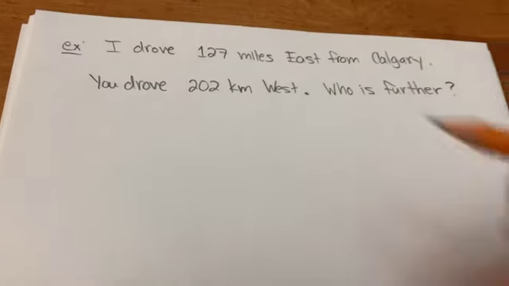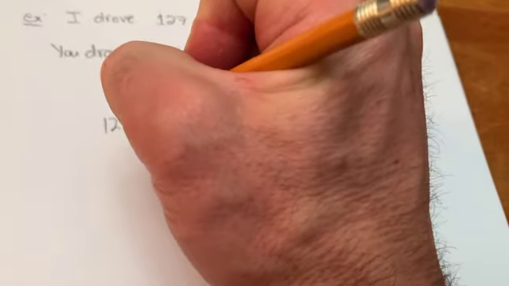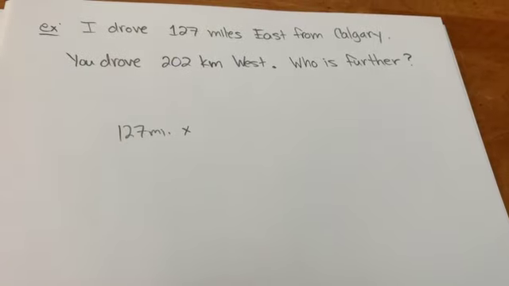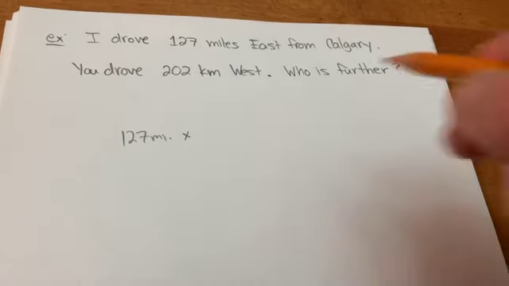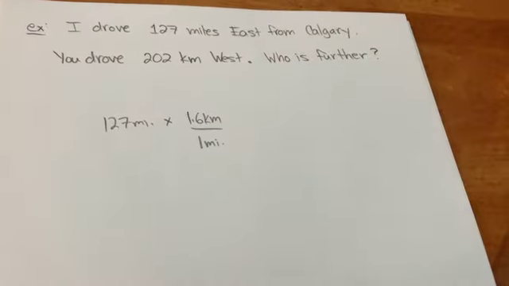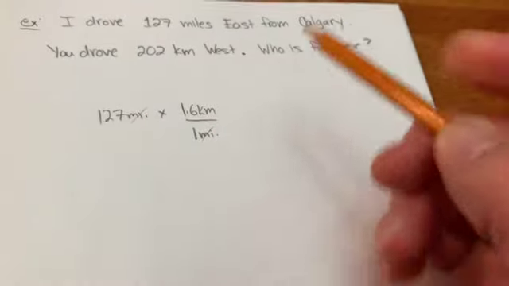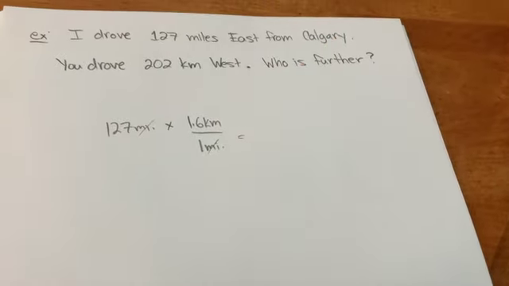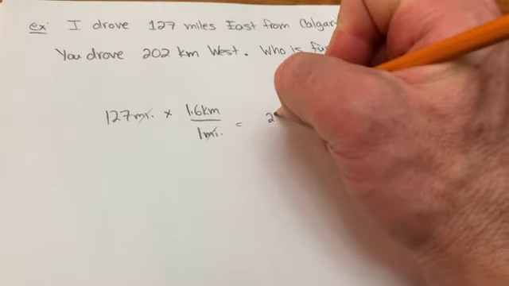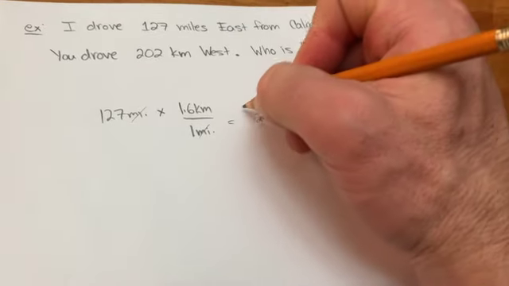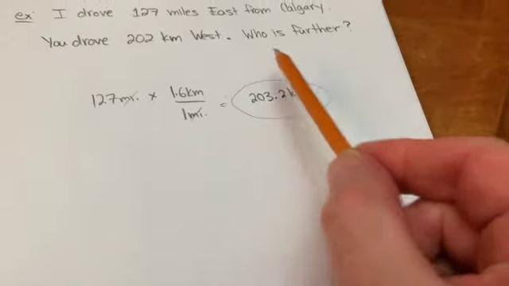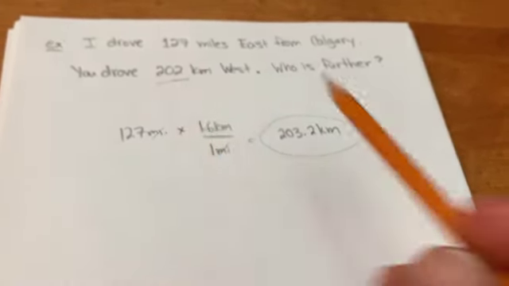So what I chose to do for my work is I'm going to take 127 miles and I'm going to change it into kilometers. So I look on that formula sheet and I realize that there's 1.6 kilometers for every 1 mile. And I've set it up this way with unit analysis to make sure my miles cancel out and my final answer should end up being in kilometers. And if you multiply that, you get a number that's a little bit bigger than 203. It's about 203.2 kilometers.